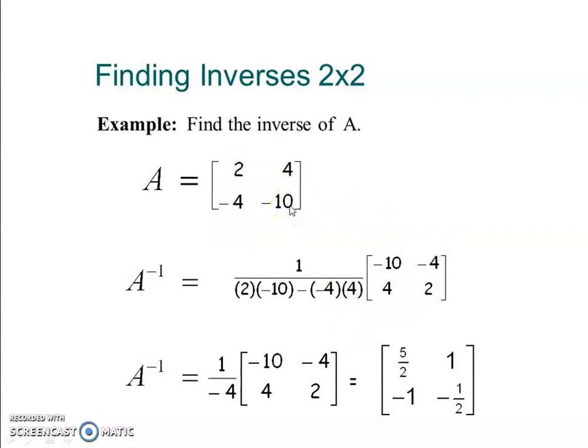Instead of 10, we have to write 2. Sign will be changed: 4 becomes minus 4, and instead of minus 4 it is plus 4. So minus 10, minus 4, 4, 2. Minus 10 into 2 is minus 20. Minus 4 into 4 is minus 16, and minus 20 plus 16 is minus 4. Then minus 10, minus 4, 4, 2.